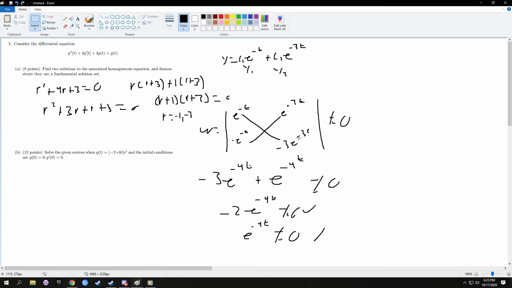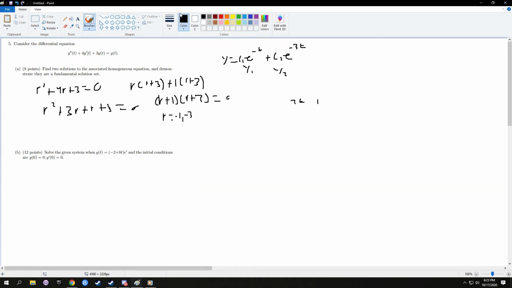So I select this. Make sure. Yeah, it's negative 3. Interesting. So I'm going to get rid of this Wronskian, whatever you want to call it. Does not matter. So you got to know what you're doing with that.